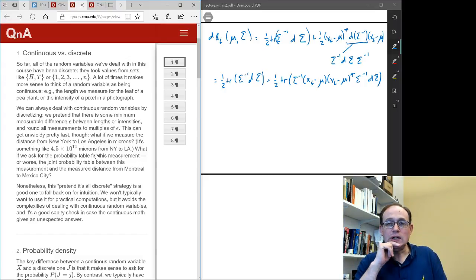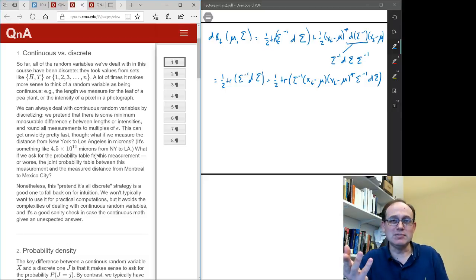And so the first thing is that we can make this measurement discrete by discretizing it, right? Like we can say, okay, I'm going to just assume that I'm going to measure an integer number of microns. And if I don't, I'm going to round to the nearest micron, and that's going to be my answer. And so I could measure something like 4.5 times 10 to the 12 microns from New York to LA, which actually is fairly close to the truth.